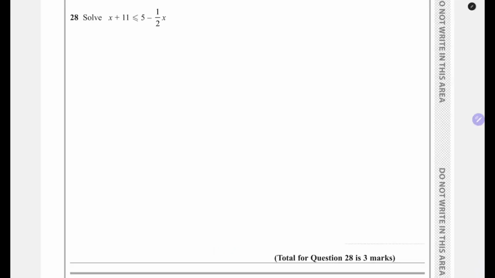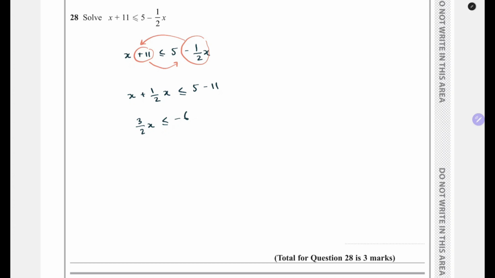Question 28 is asking us to solve x plus 11 is less than or equal to 5 minus half x. So we need to make x the subject. We take the minus half x to this side, and we take the plus 11 to the other side. And so we have x plus 1/2 x is less than or equal to 5 minus 11. And so that is the same as saying 3 over 2 x is less than or equal to minus 6.